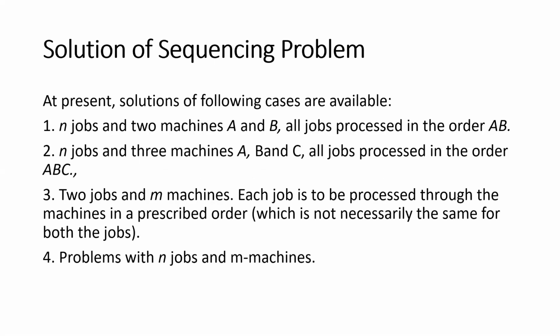Solution. There are different cases for solving the sequencing problem. First is n jobs and 2 machines A and B, all jobs processed in order A and B. Second is n jobs and 3 machines A, B and C, all jobs processed in order A, B, C. Third is 2 jobs and m machines. Each job is to be processed through the machines in a prescribed order, which is not necessarily the same for both the jobs. Fourth is problems with n jobs and m machines.